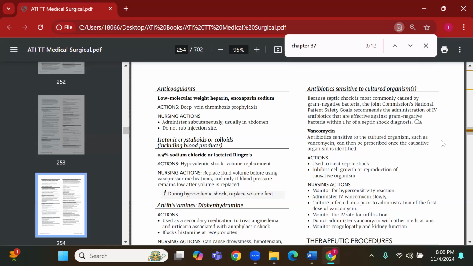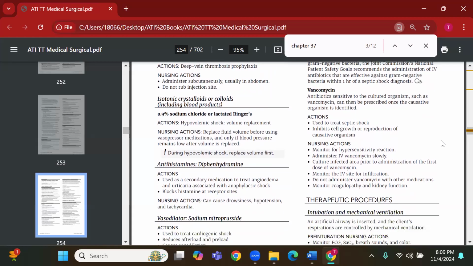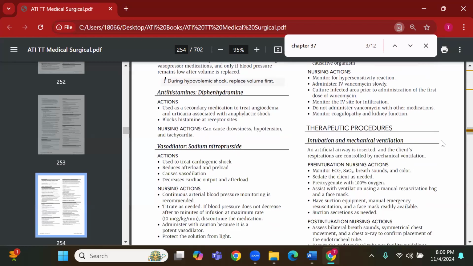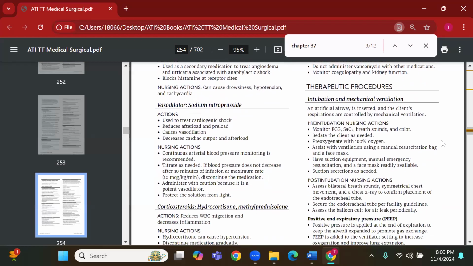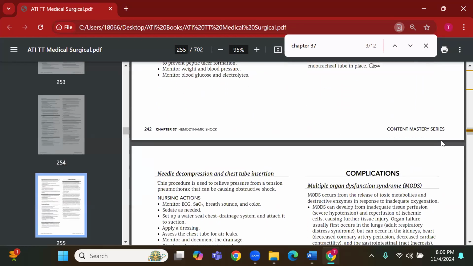You have to know how to treat your kind of shock, right? So for anaphylactic shock, diphenhydramine, epinephrine. For septic shock, within 1 hour of septic shock diagnosis, we're going to give them IV vancomycin, okay? Intubation and mechanical ventilation might be necessary also, but we're not going to go into that.